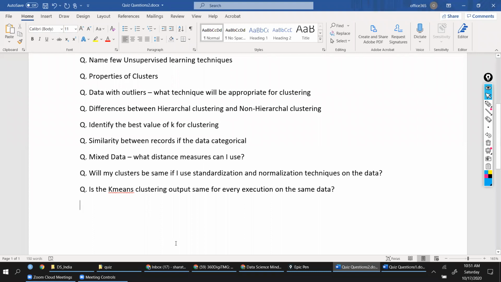the initial partitions will be different, hence the final result will also vary, because it is trying to minimize the within clusters variation. Using within sum of squares, it is trying to minimize the variation within a cluster, and it reaches to local minima for every execution. It will reach to a local minima.